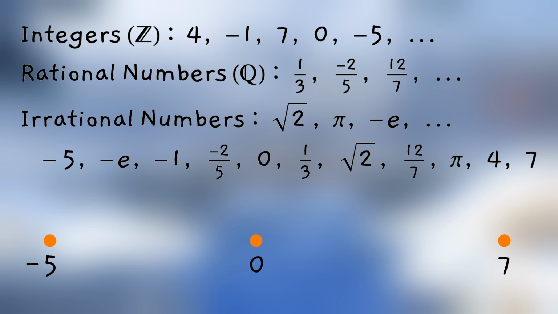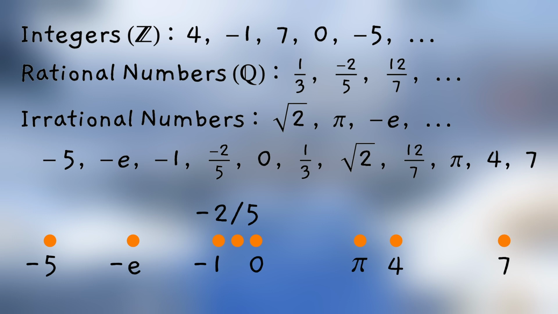So -e is -2.712828, so that's a little to the left of halfway between 0 and -5. So -e would be right around here. -1 would be somewhere around here. And -2/5 is -0.4, so that would be somewhere around here. Next, 4 is a little over halfway between 0 and 7, so that would go, let's say, here. Pi is 3.14, so it's a little beyond where you would expect 3 to go. So let's put pi there.